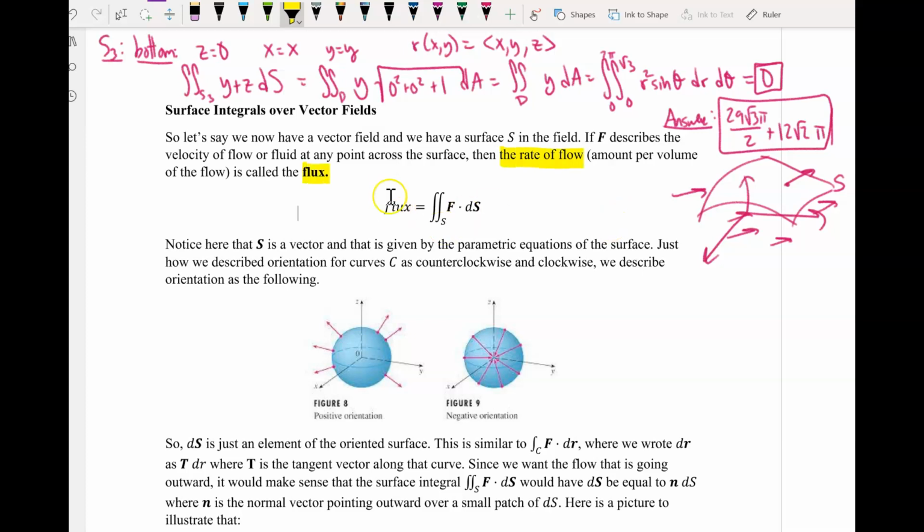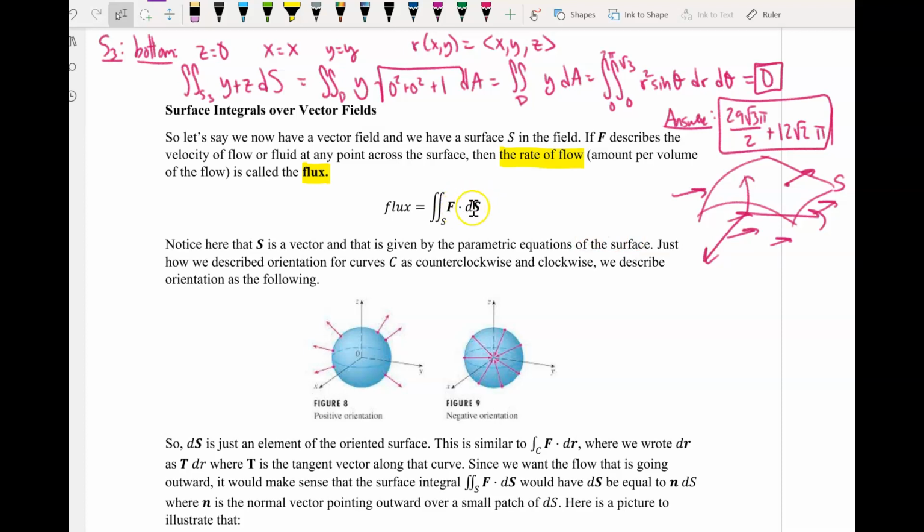Okay. And our flux integral is basically the same analog as our line integral over vector fields. It's just a double integral, the surface integral of F dot dS. Here S is regarded as a vector, and that is given by the parametric equations of the surface. So whatever the parametric equations of the surface are, that's what we're going to be dotting it with.